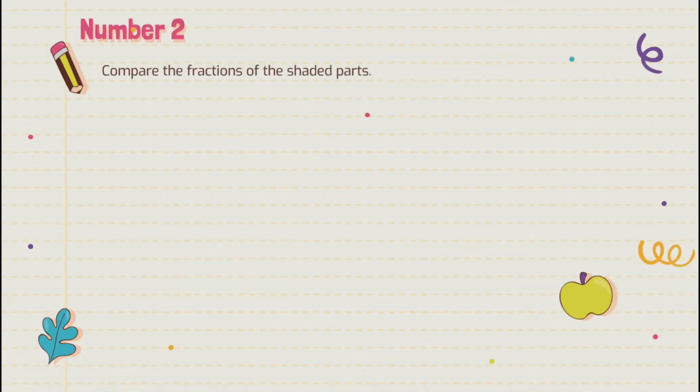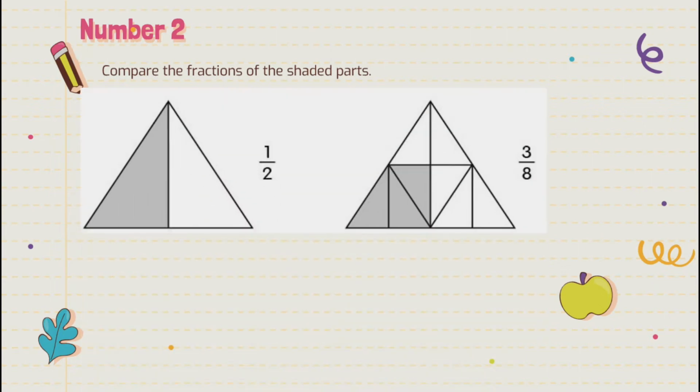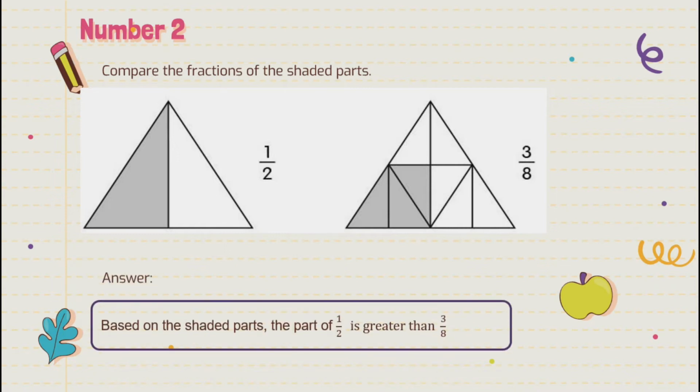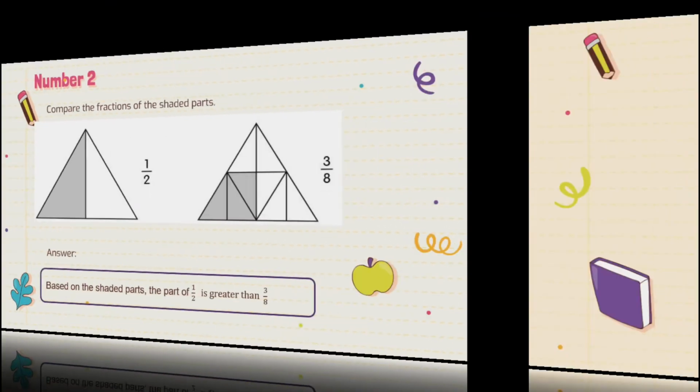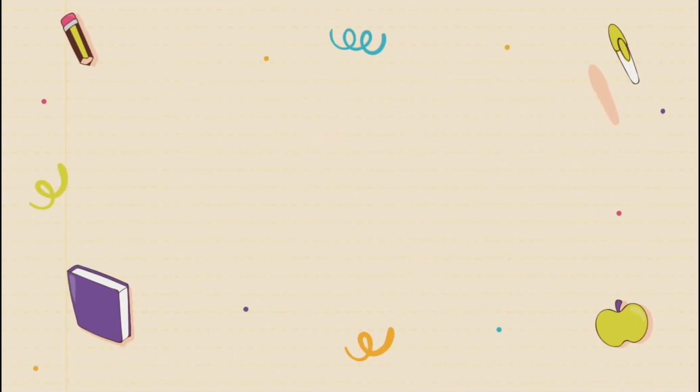Number 2. Compare the fractions of the shaded parts. Look at the picture. 1/2 or a half, and 3/8. Look at the shaded parts. Based on the shaded parts, the part of 1/2 or a half is greater than 3/8. We have reviewed the material from last meeting.